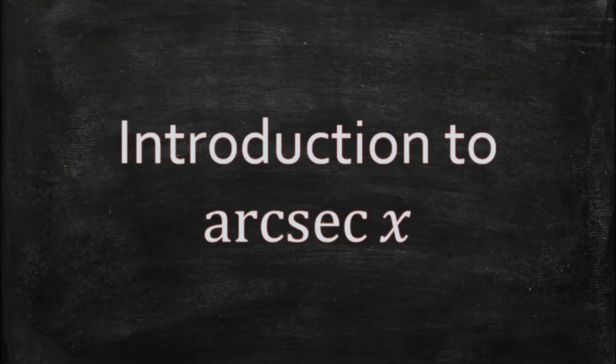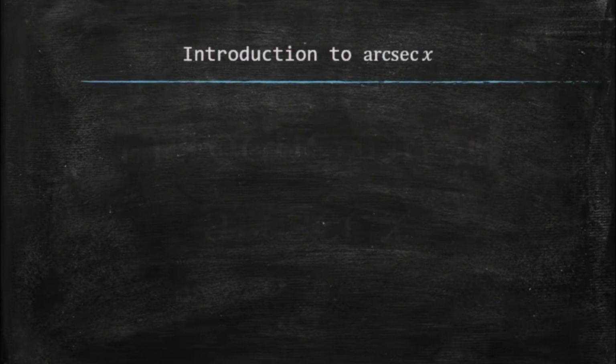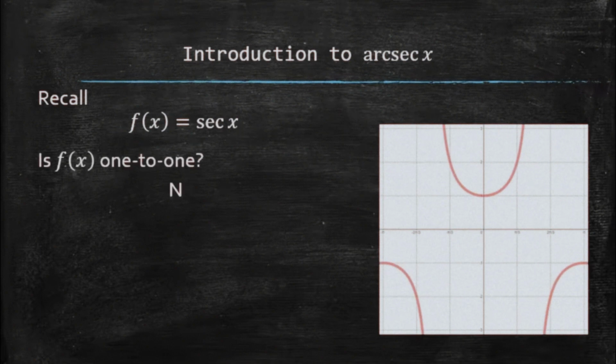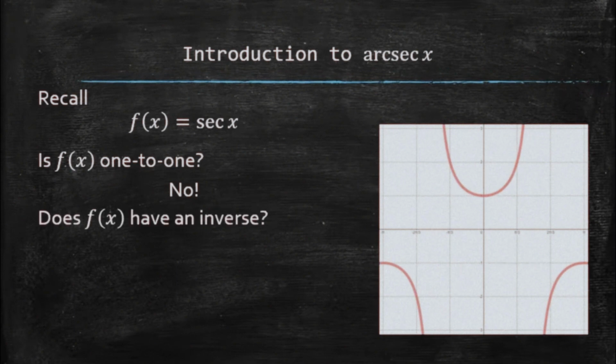Next, we will introduce a new function called the arcsecant of x. Let's recall the secant of x function and its graph. And let's answer the following questions. Is this function one-to-one? The answer is no, because it doesn't pass the horizontal line test. Does this function have an inverse? The answer is also no, because only one-to-one functions have inverses.